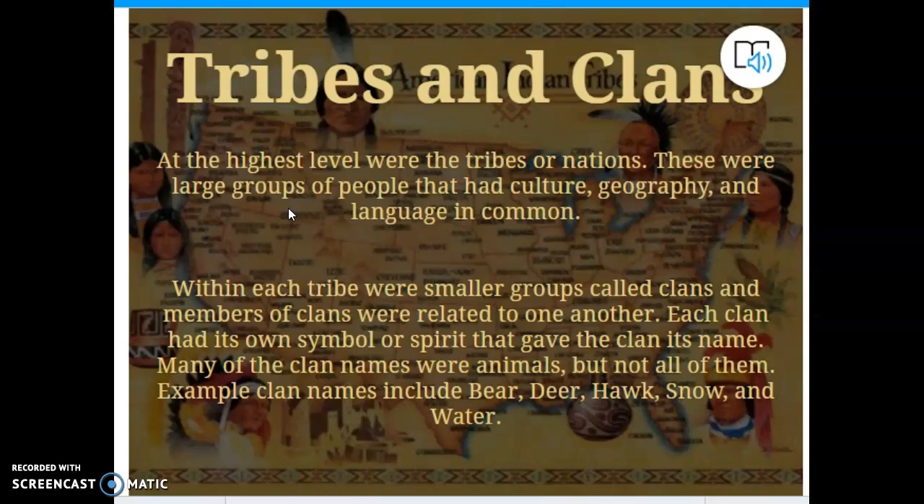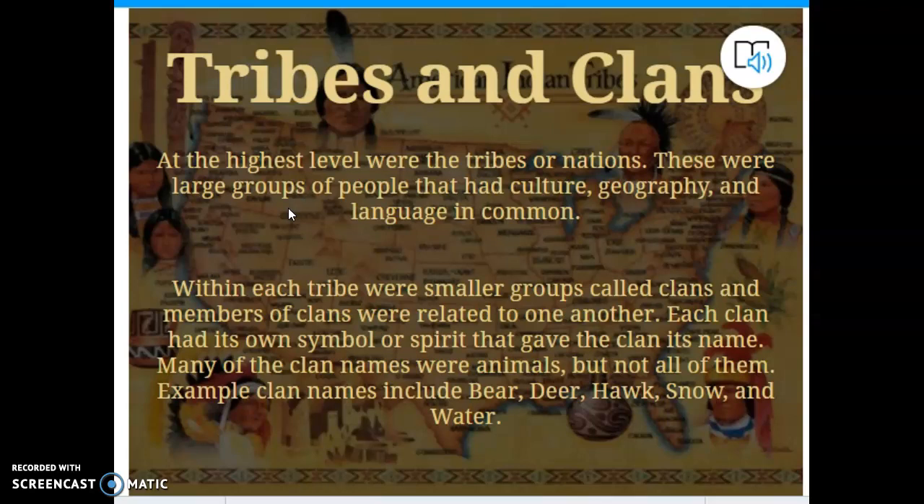Typically, the members of the clans were related to each other. Each clan had its own symbol or its own spirit that gave the clan its name. So if you had the Bear Clan and the Deer Clan and the Hawk Clan, obviously these things may have been influenced by their religion, their culture, and their geography. If you lived in Wilmington, the chances of you being the Snow Clan are probably not very high, right? However, you may be the Water Clan if you live near Wilmington, North Carolina.